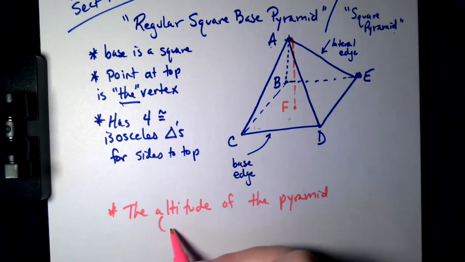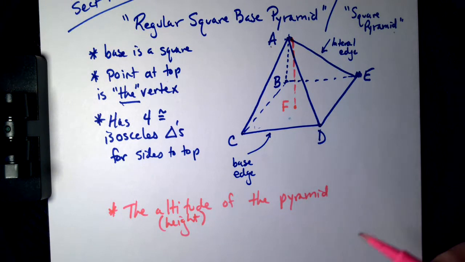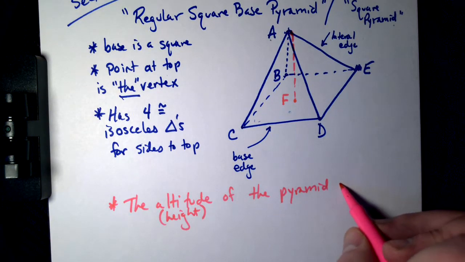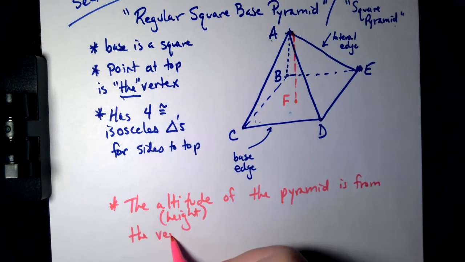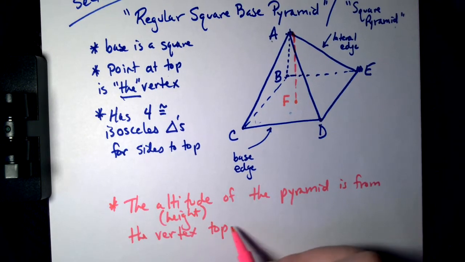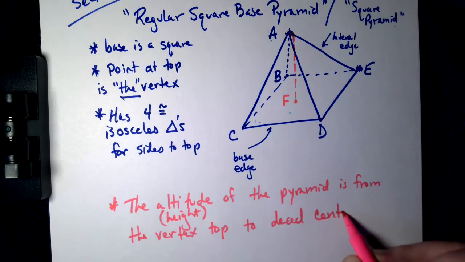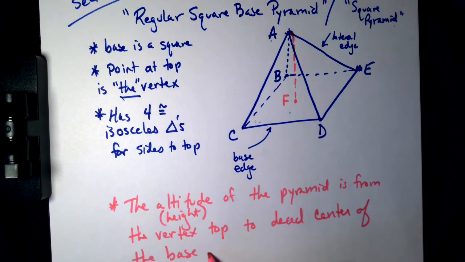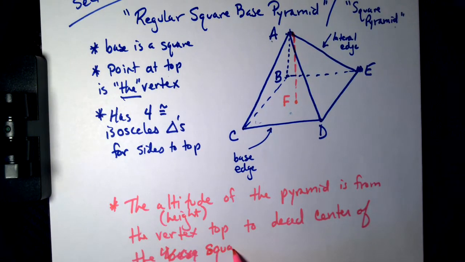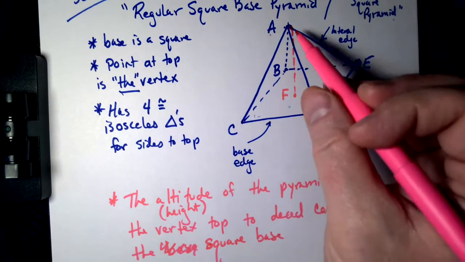All right. Sometimes it's known as the height of the pyramid. The altitude of the pyramid, also known as the height of the pyramid, is from the vertex, the top, to dead center of the base, of the square base.